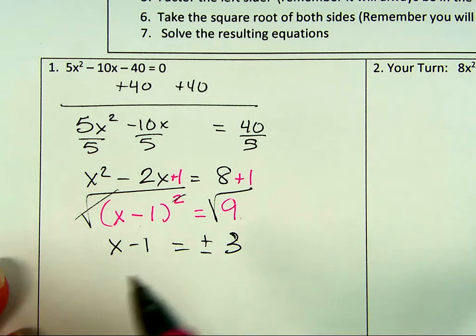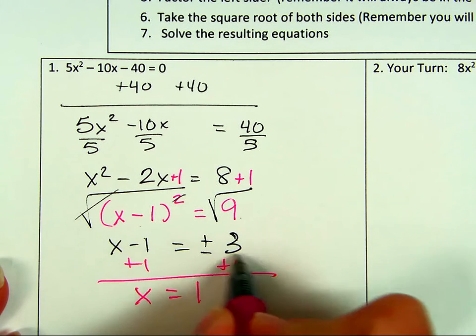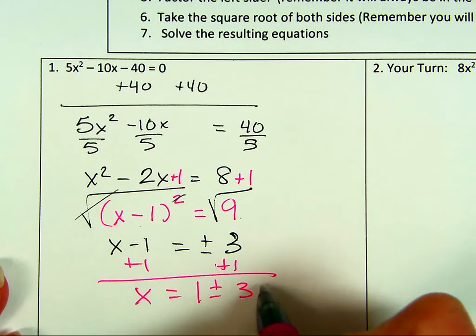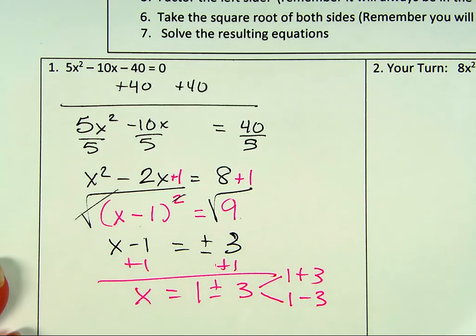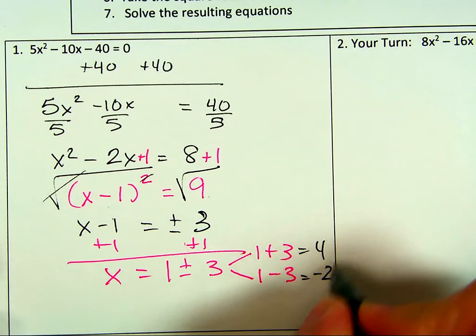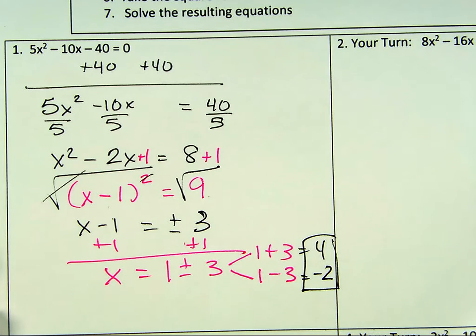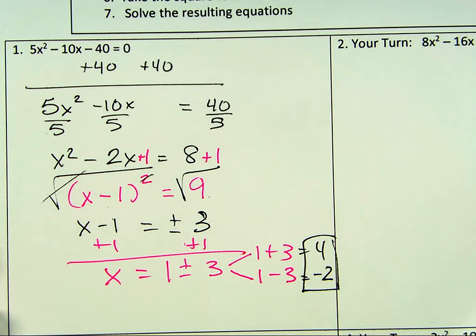So what I do is I add 1 to both sides to get x alone, and then get x equals 1 plus or minus 3. So that's 1 plus 3 or 1 minus 3. Those are my answers. 1 plus 3 obviously is 4, and 1 minus 3 is negative 2, and those are my answers. So that's how we do it when we have a b. It's just that extra step of dividing both sides by the coefficient.